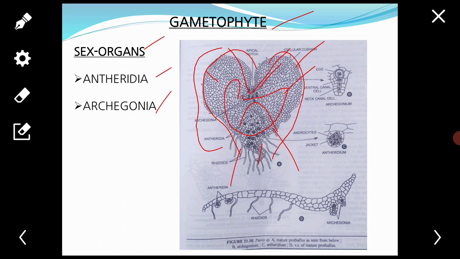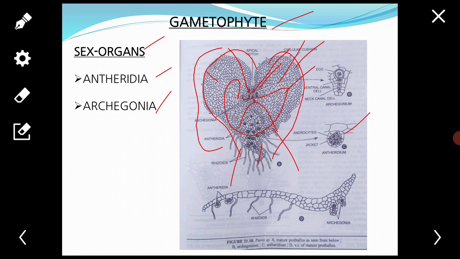The antheridia are born toward the posterior side, whereas the archegonia develop toward the apical notch. Antheridia are the male sex organs. They are produced on the ventral surface of the prothallus. They are small, sessile, and projecting type.